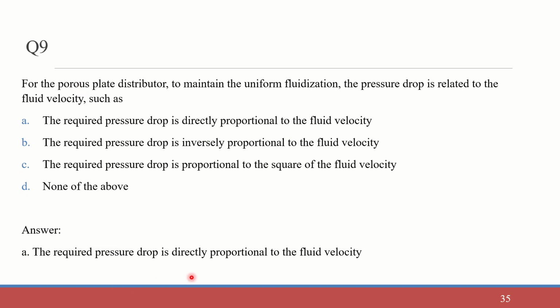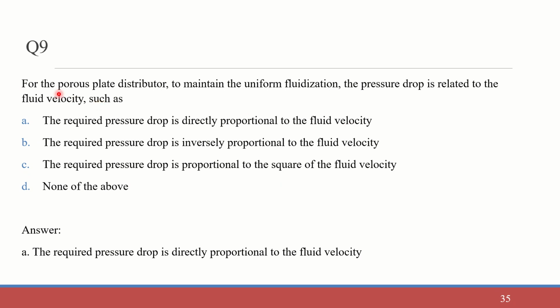Required pressure drop is directly proportional to the fluid velocity. But if the question is regarding perforated plate distributor, delta P is proportional to U naught square, the square of fluid velocity. So be careful when you are dealing with such questions. For the porous plate distributor, to maintain uniform fluidization, the required pressure drop is proportional to the fluid velocity, because we are dealing with a porous plate distributor.